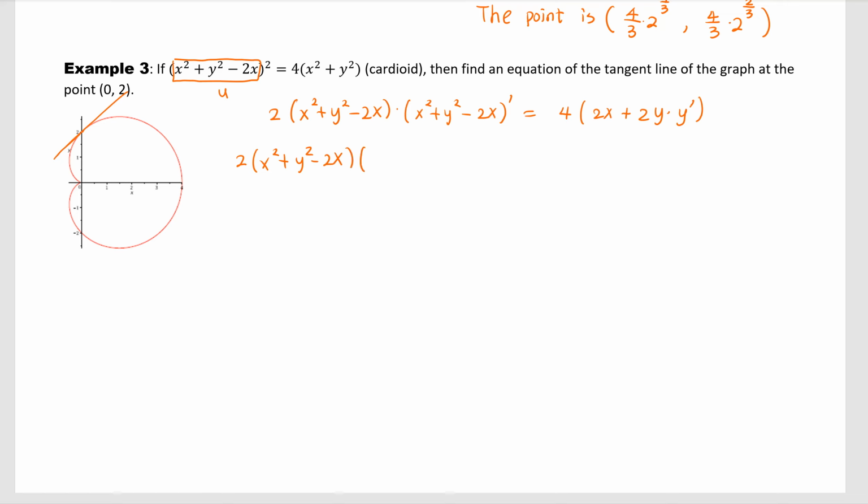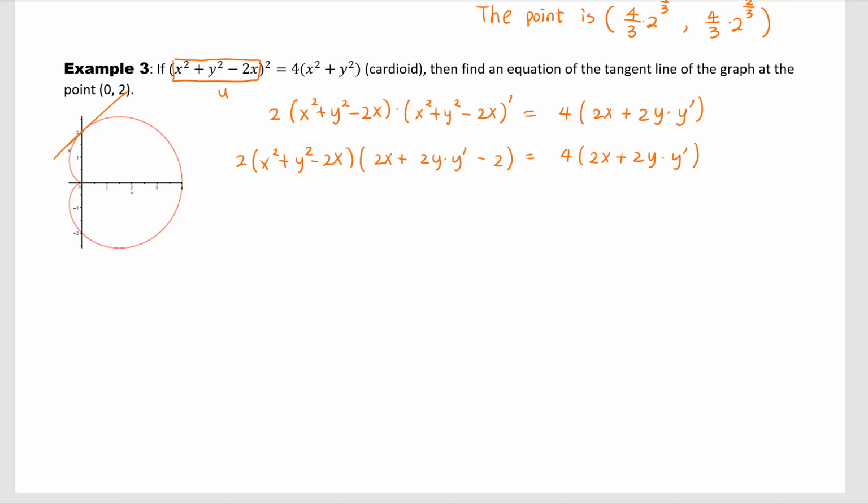Derivative of x squared is 2x. Derivative of y squared is 2y, but times y prime. Derivative of 2x is 2. Okay, so don't forget the parentheses. In this problem, you see the parentheses are so important.